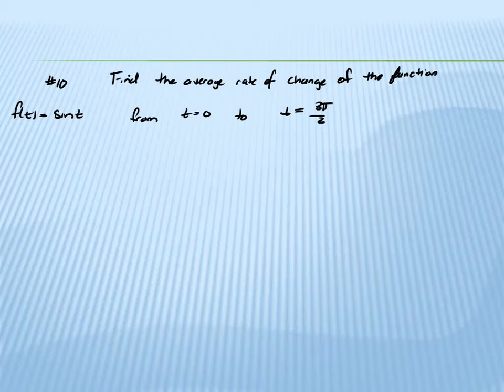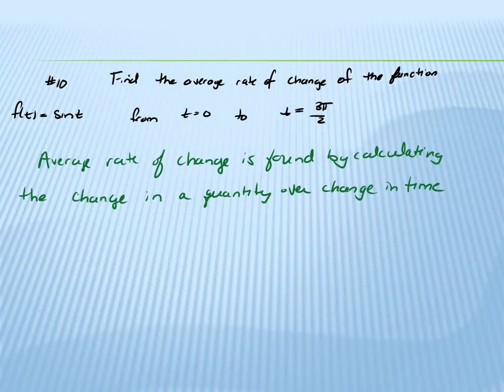So you need it. Someone asked me a question about number 10. They said they were totally lost on number 10. It appeared to them, when they were looking at the PowerPoint slides, that the numbers were just changing, and they had no idea why those numbers were changing. So I thought I'd explain this problem again one more time with a different approach. You're asked to find the average rate of change of the function f of t equals sine t from t equals 0 to t equals 3 pi over 2. The average rate of change is found by calculating some change in quantity and dividing by the change in time.